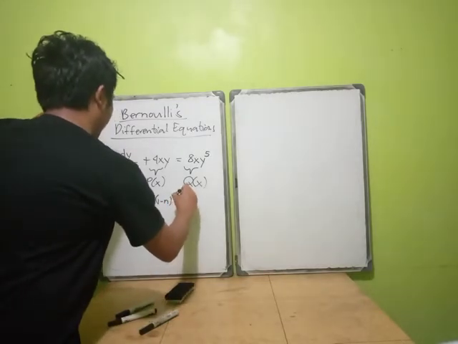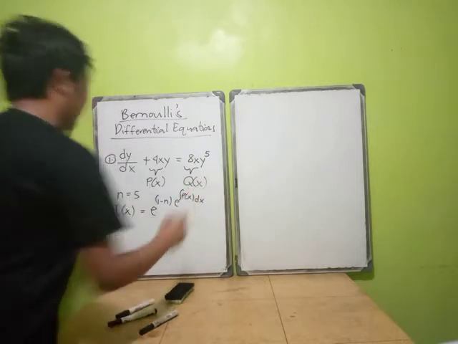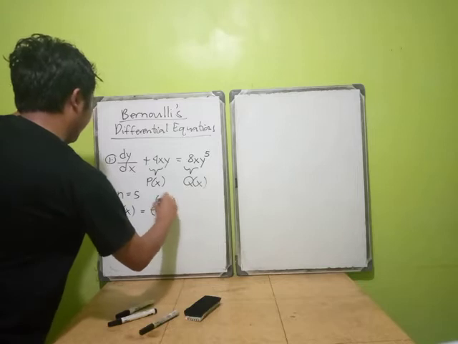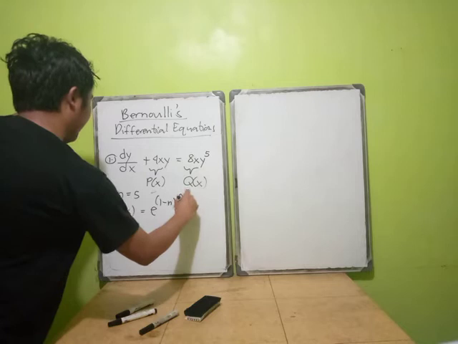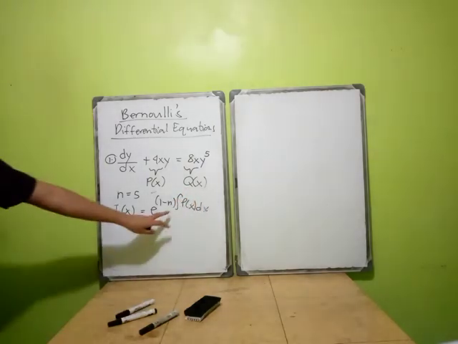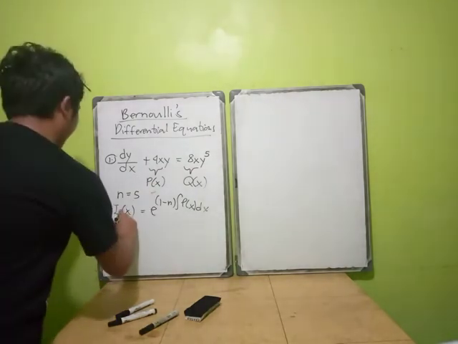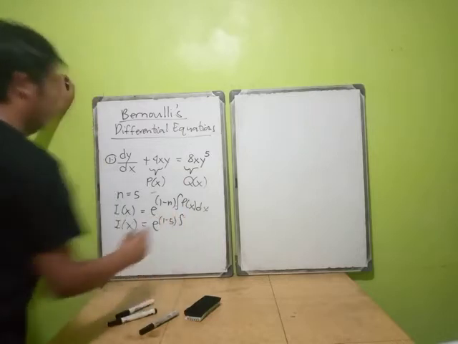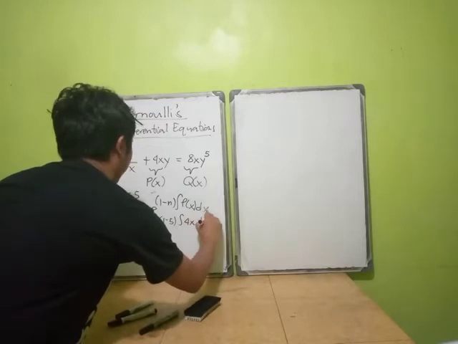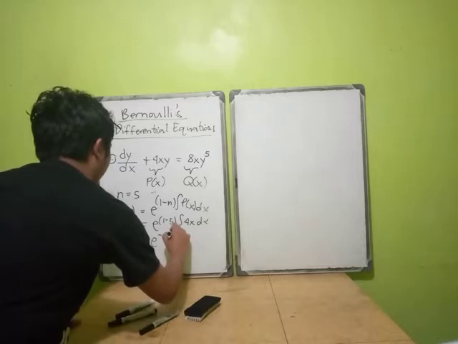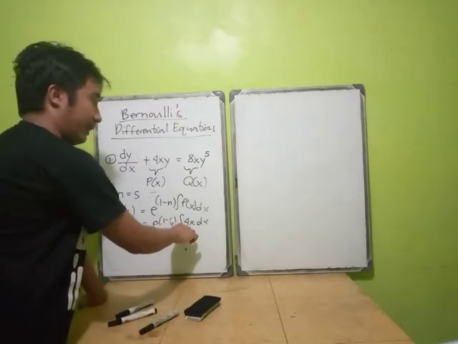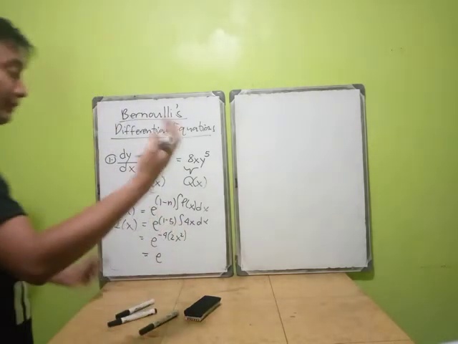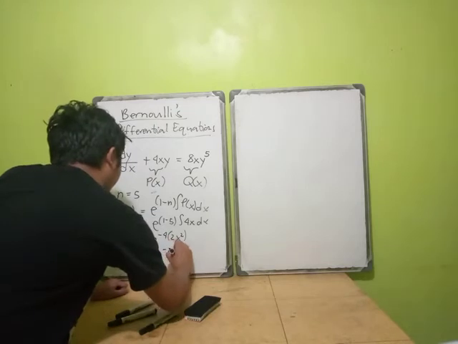E to the power of 1 minus n, p of x dx. Okay, sorry. So identify na natin si p of x, which is 4x, and then we have e to the power of 1 minus 5, p of x is 4x dx. Okay? So, I of x is equal to e to the negative 4. Okay? Then, integrate mo to. So, 4x, so magiging 2x squared. Okay? Huwag mo munang lagyan ng c. Kasabihin niyo, dapat may c pa, sir. Sa integrating factor, huwag mo munang lagyan ng c. Okay? So, e to the negative 8x squared.